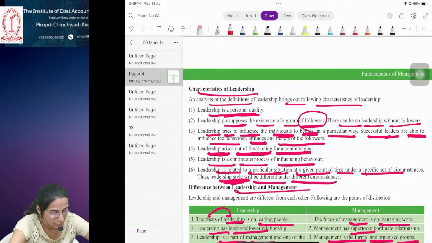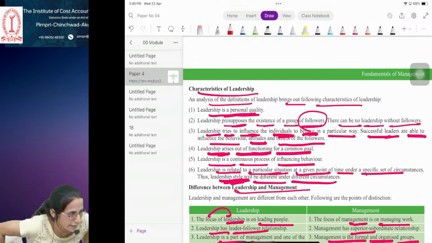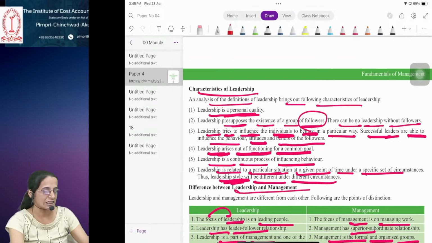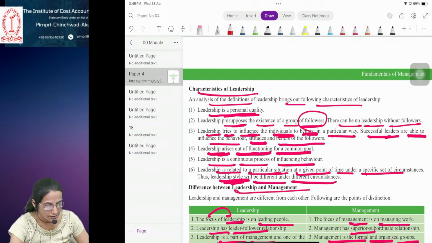So what are the advantages of this type of autocratic leadership style? Advantages and disadvantages. See, autocratic leadership style permits quick decision making. I am not consulting anyone, not taking anyone's opinion, not taking anyone's advice. So I can take quick decisions, right?